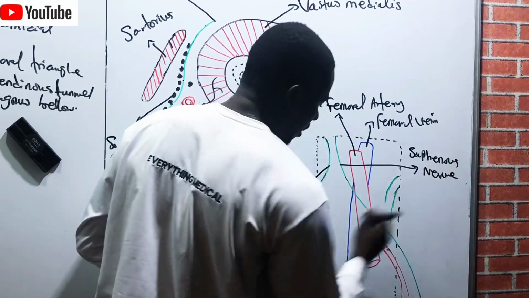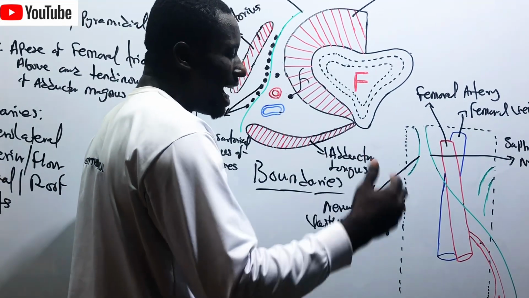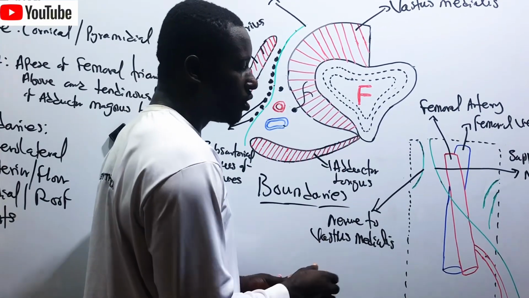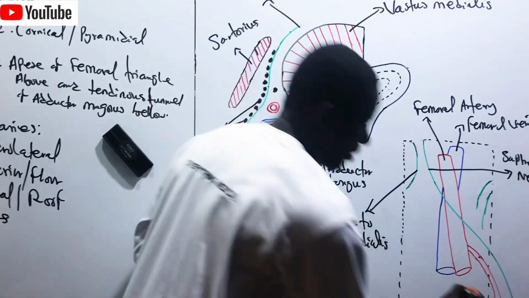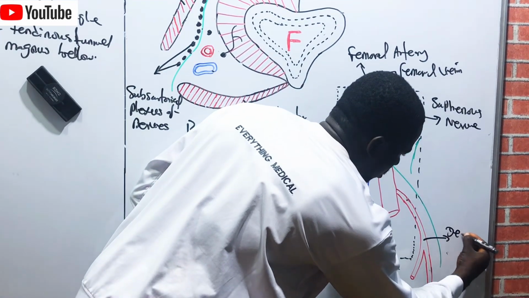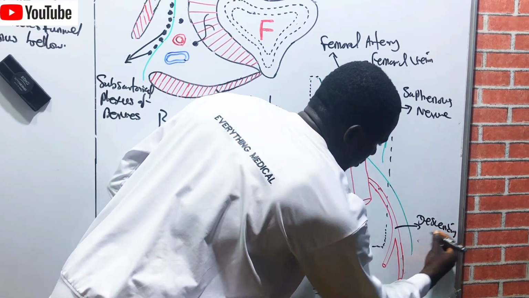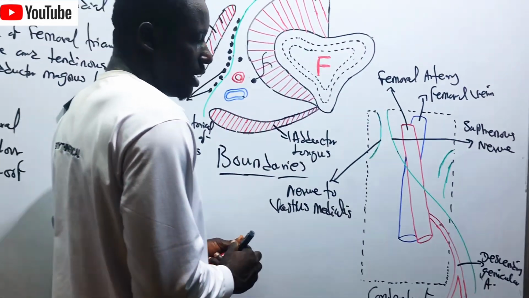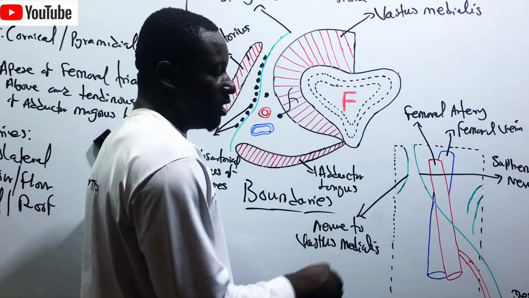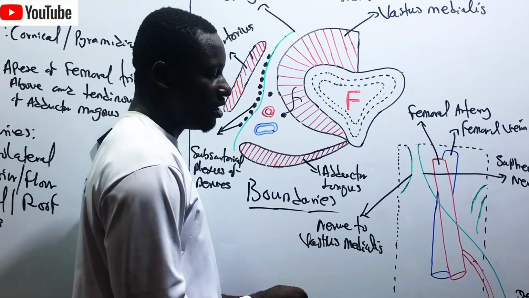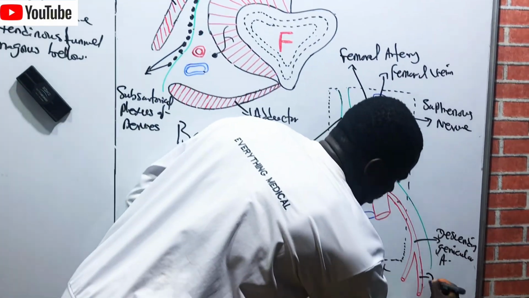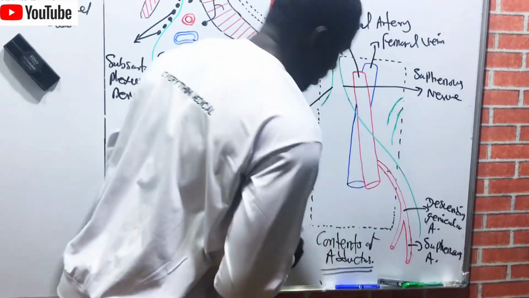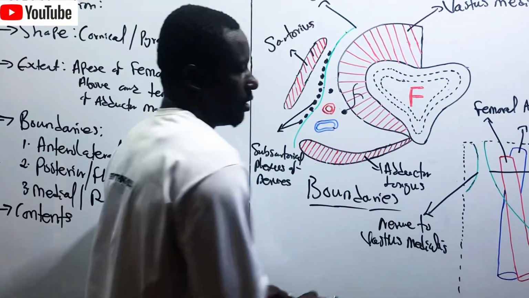Saphenous nerve. Okay, another content of this adductor canal includes the descending genicular artery. The descending genicular artery gives us a branch which is the saphenous artery. You have the saphenous artery.